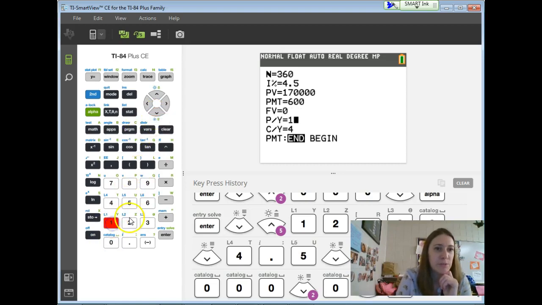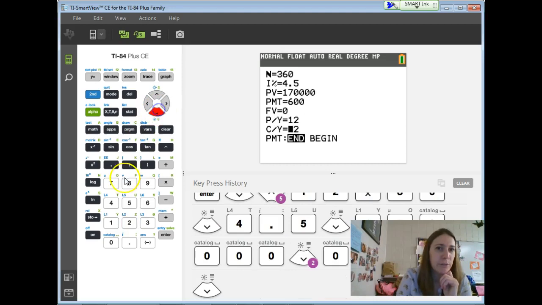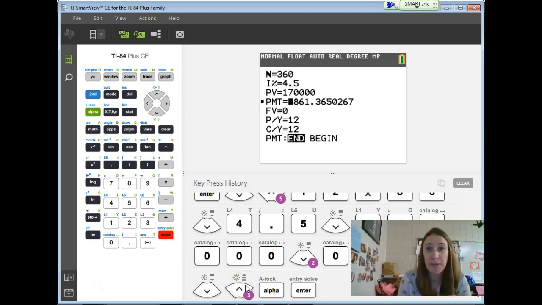And then 12 payments per year, 12 compoundings per year. It changes it automatically, so that's nice. So go back up to payment. This is the thing I'm going to need to calculate. So Alpha Solve. There we go. So it looks like my monthly payments are going to be $861.37.